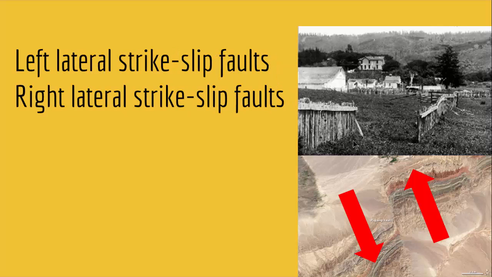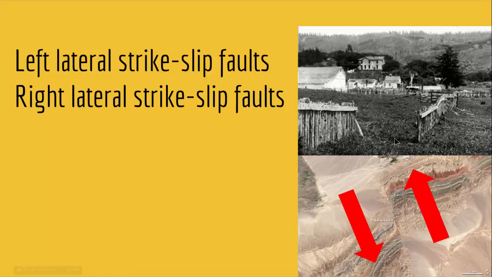We have two types of strike slip faults. We have left lateral strike slip faults and we have right lateral strike slip faults. In this case, if you stand right here, this will be a left lateral strike slip fault because this side went to the left. If you stand right here, your left side went to the left. Therefore, this is a left lateral strike slip fault.